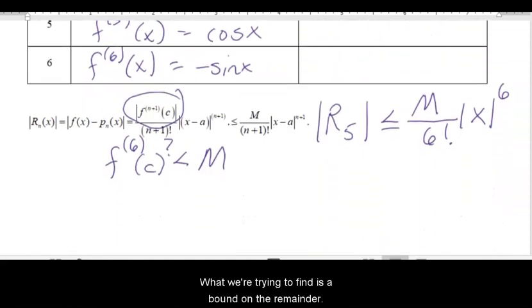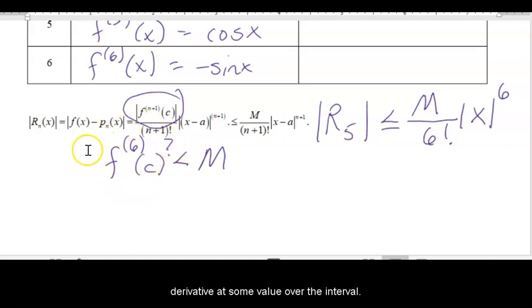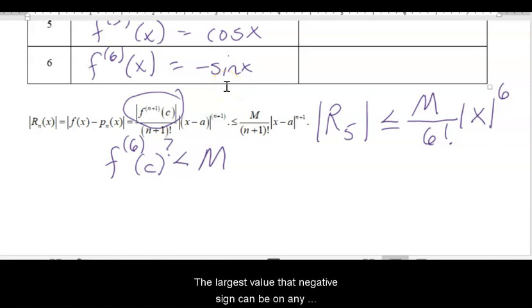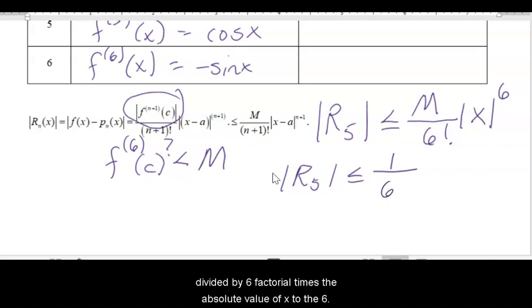What we're trying to find is a bound on the remainder. The bound on the remainder is limited by the 6th derivative at some value over the interval. The 6th derivative is negative sine. The largest value that negative sine can be on any of the real numbers is positive 1. That makes 1 an upper bound on the remainder for the numerator. This tells us that R5 has to be less than or equal to 1 divided by 6 factorial times the absolute value of x to the 6th.